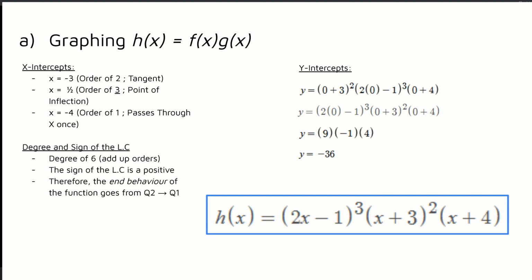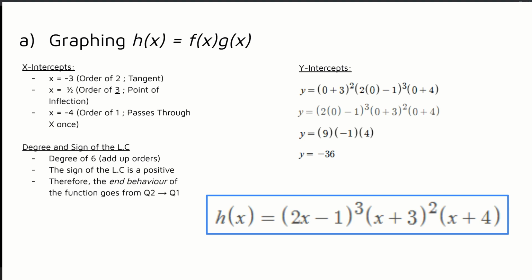Starting with x-intercepts, just simply factor out x for each bracket. So 2x minus 1 would amount to x equals 1 over 2. That is one of them. We also have to account for the power on the bracket. 2x minus 1 has a power of 3, also known as a point of inflection. x plus 3 factors out to x equals -3. That has a power of 2.